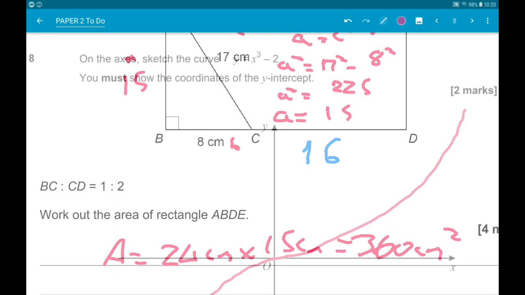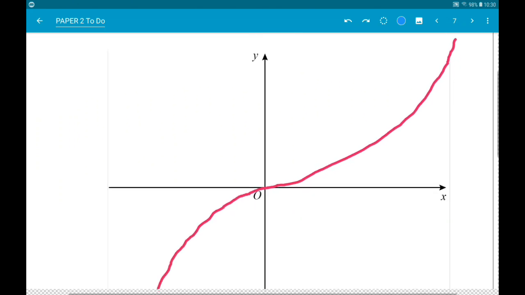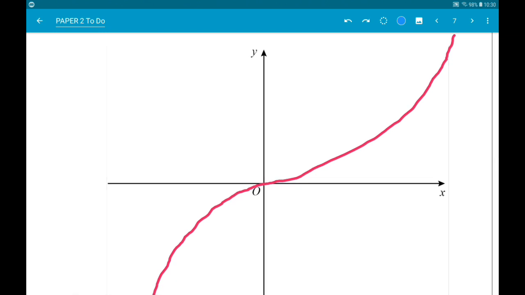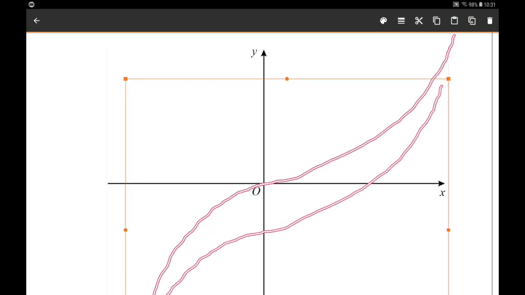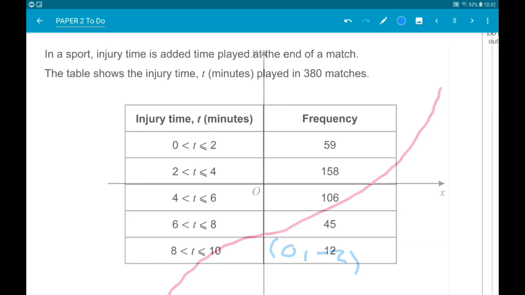Okay, number 8. On the axes below, sketch the curve y equals x cubed minus 2. You must show the coordinates of the y-intercept. Okay, so at the moment, here is a sketch of y equals x cubed. All that the minus 2 does is bring the curve down 2 places. So the y-intercept is at 0, minus 2.